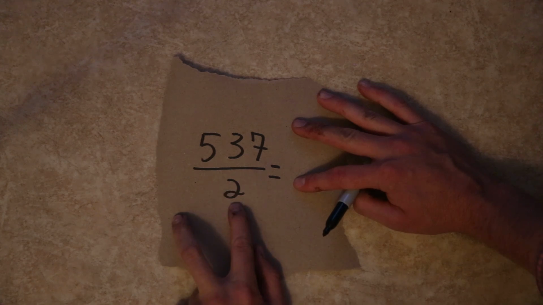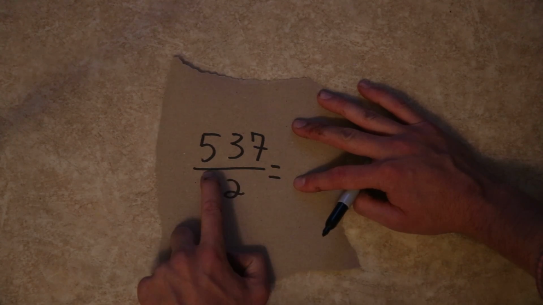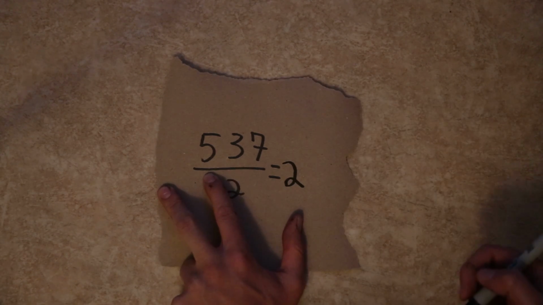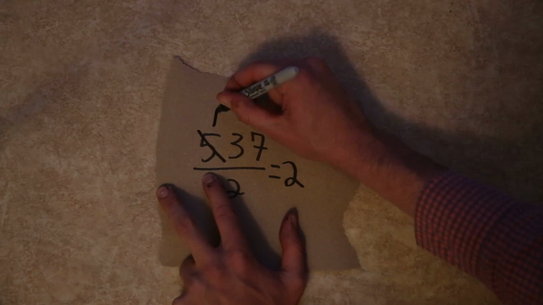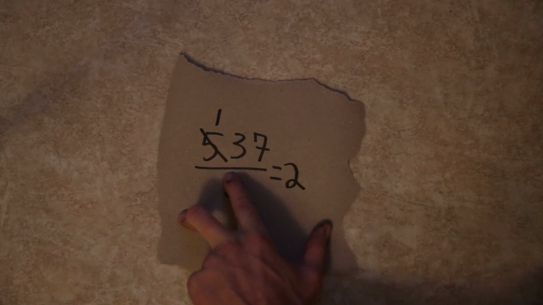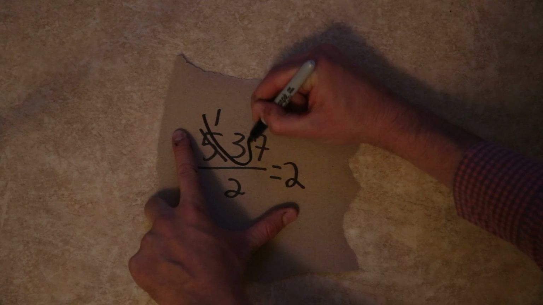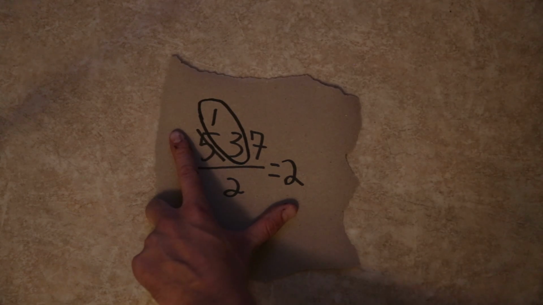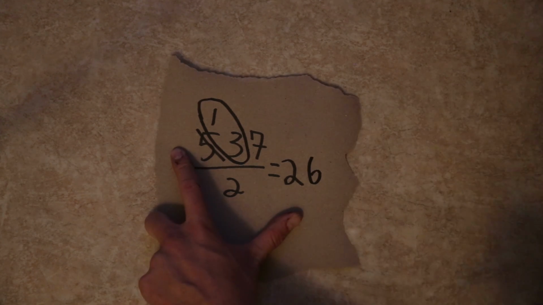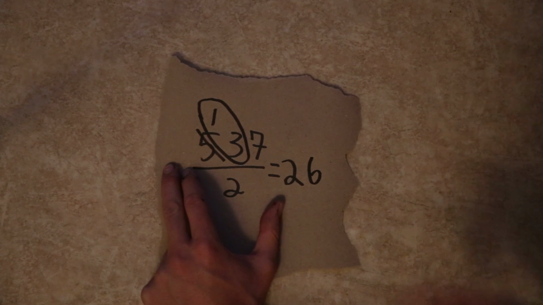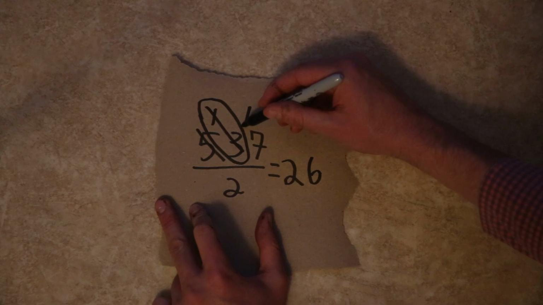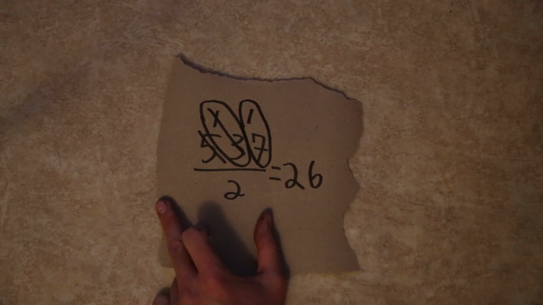So, how many 2's can first go into 5? How many 2's can go into 5? 2. How many are left over? 1. Now you have to think, how many 2's go into 13? How many 2's can go into 13? That would be 6. How many are left over? Again, that is 1. Now, how many 2's go into, you guessed it, 17?